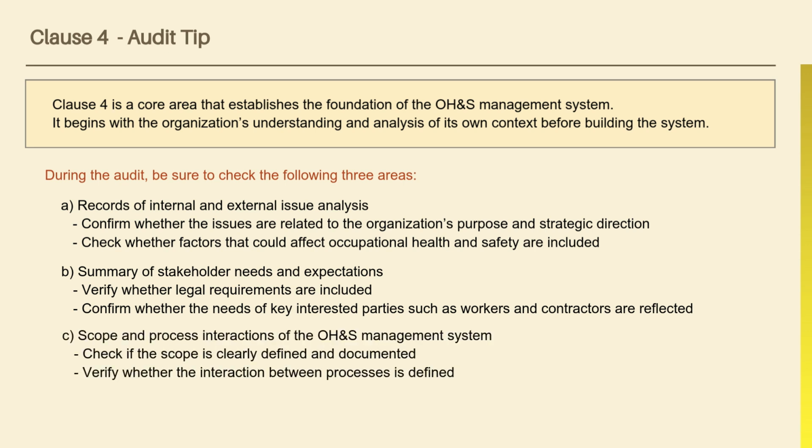C. Documented information on the scope and the establishment of flowcharts of the management system. Ensure the scope is clearly defined and documented. Verify whether the interactions between processes are defined.